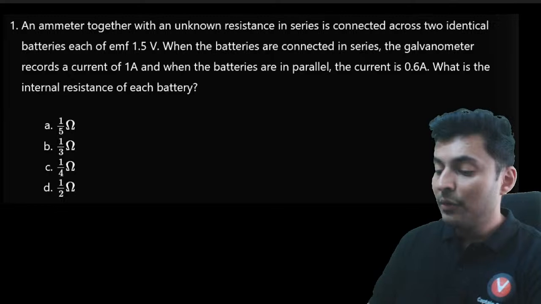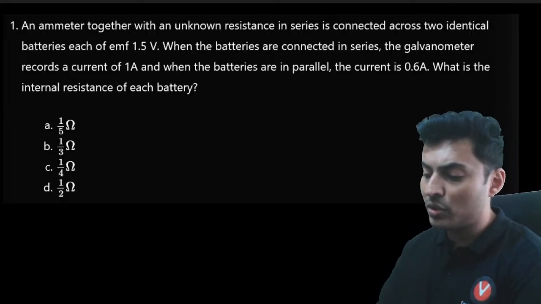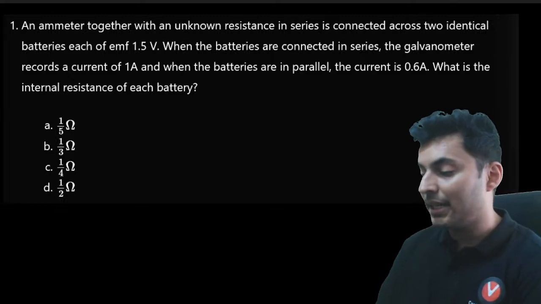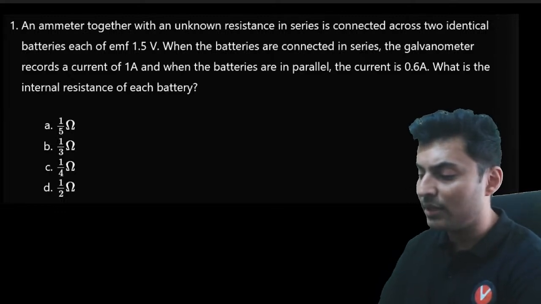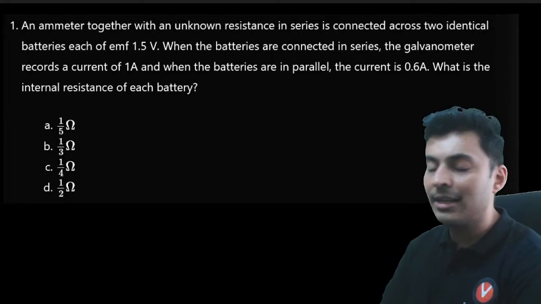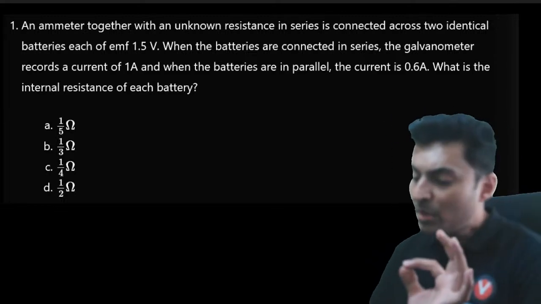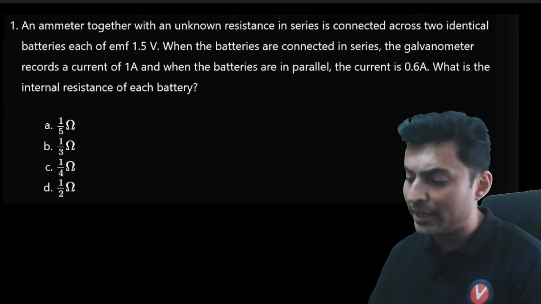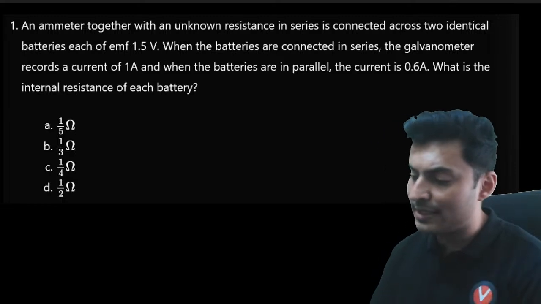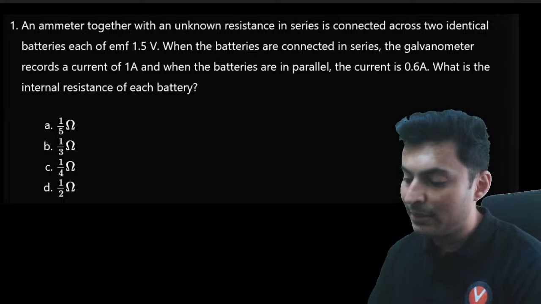Okay. If you take an ammeter with an unknown resistance in series, it is connected across two identical batteries. When the batteries are connected in series, the galvanometer records 1 ampere. And when the batteries are in parallel, the current is 0.6 ampere. So, what is the internal resistance of each battery? Okay. The ammeter together with an unknown resistance in series is connected across the two identical batteries, of EMF 1.5.